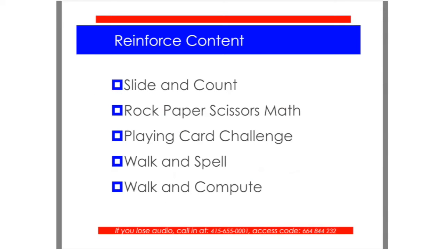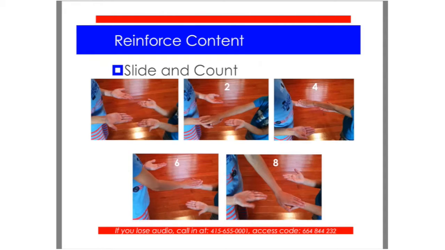Reinforcing content, here are a group of activities. I'm going to go ahead and give you some slides so you can kind of see what they're all about. The first one that I'm going to talk about is slide and count. This is from Glazed. Basically, you start with two partners facing one another with both palms up. You reach across, so it's a cross lateral.